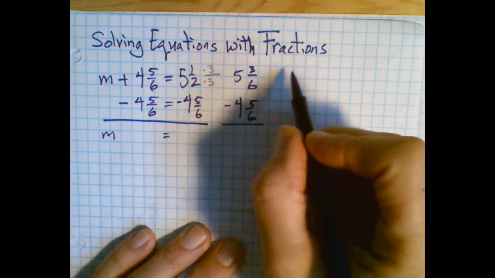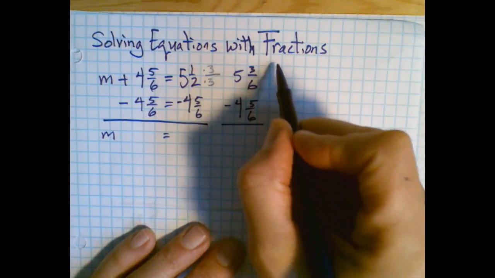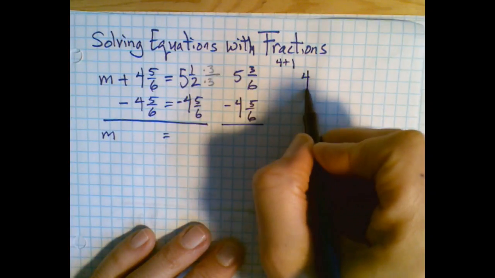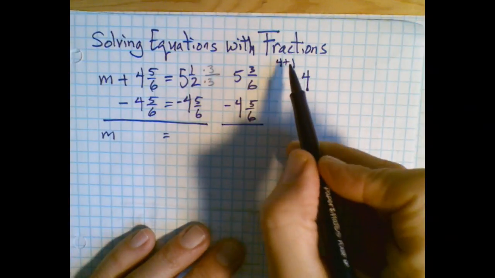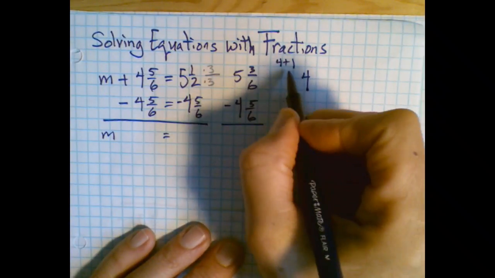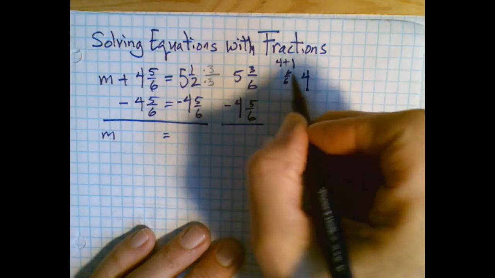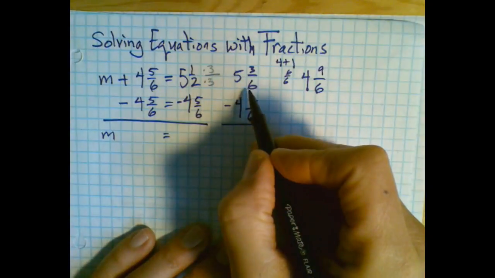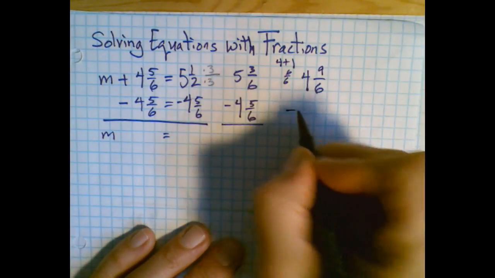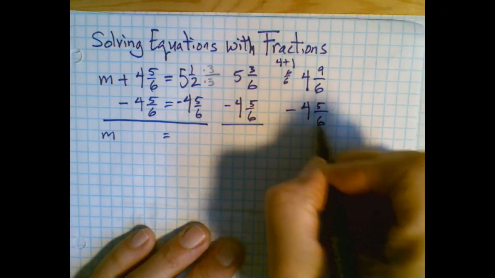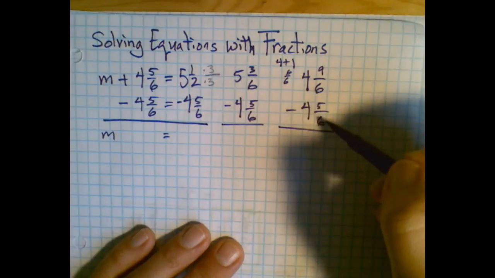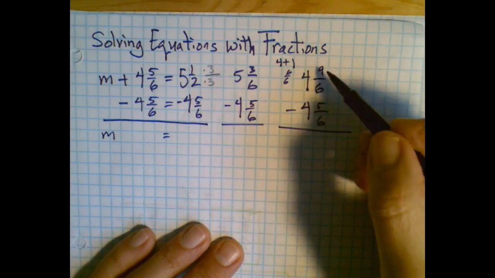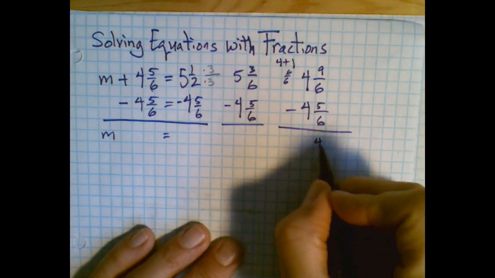So the 5 is going to become, 5 is the same thing as 4 plus 1. The 4 I will keep, and I will think of the 1 as 6/6. So 6/6 plus 3/6 is 9/6. So 5 and 3/6 is the same thing as 4 and 9/6. I'm going to subtract 4 and 5/6. Now my denominators are the same, and I can take 5 away from 9. So 4 minus 4 is 0. 9/6 minus 5/6 is 4/6.